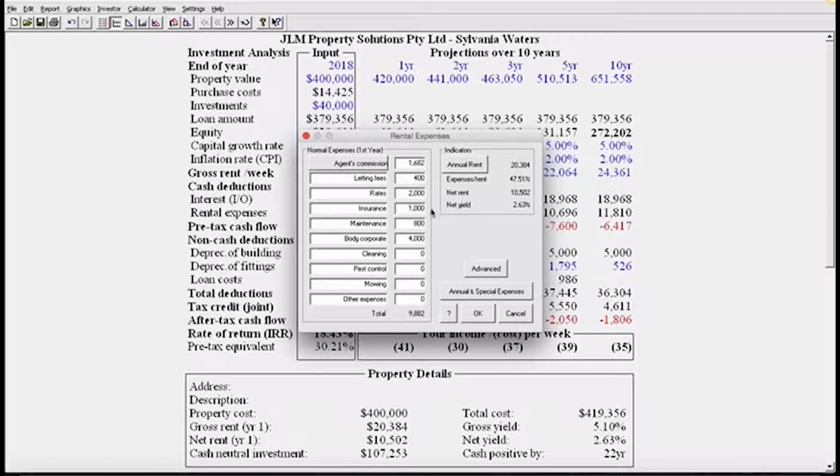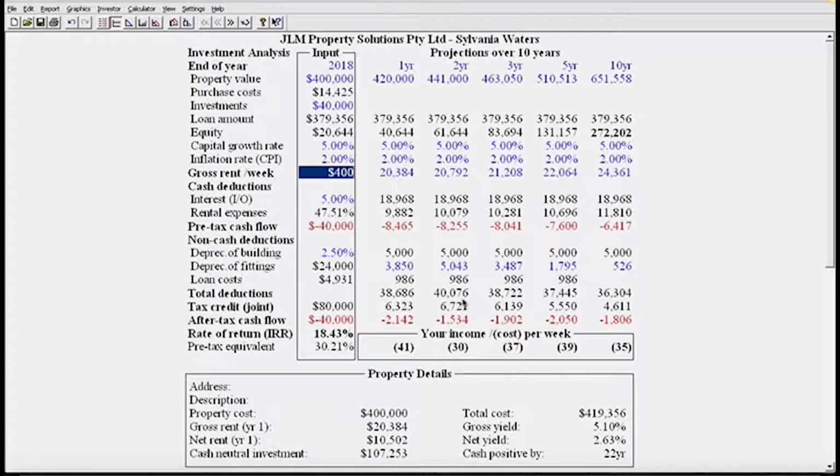Rates, insurance, a bit of maintenance and some body corporate. I'm going to assume that you're buying into a unit or a townhouse where everyone puts money into a pot to maintain the building. So notice I put in $4,000 a year, which is $1,000 a quarter, which is more than what you need. Okay, so I've estimated roughly just under $10,000 a year in costs to maintain your property.